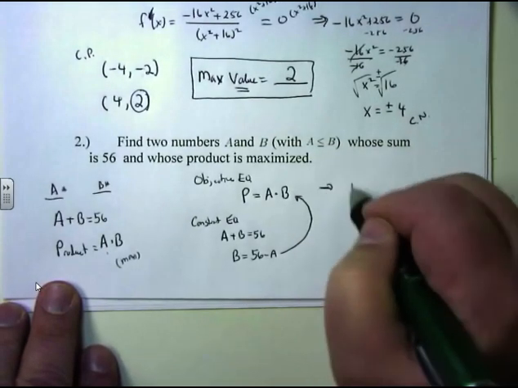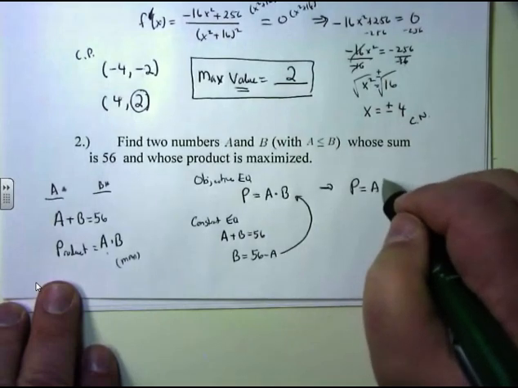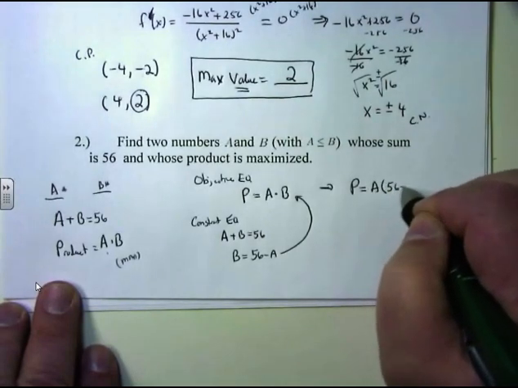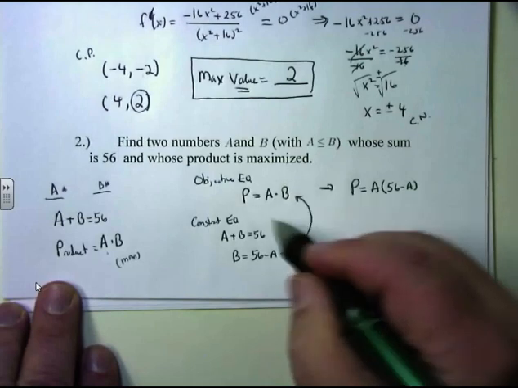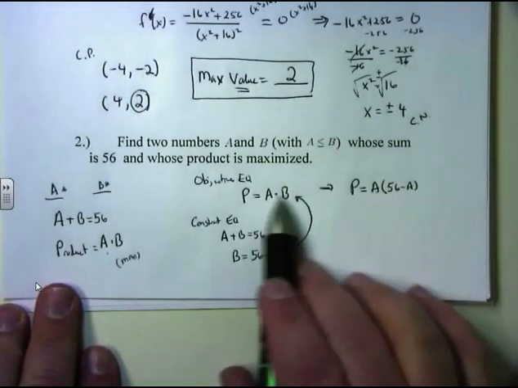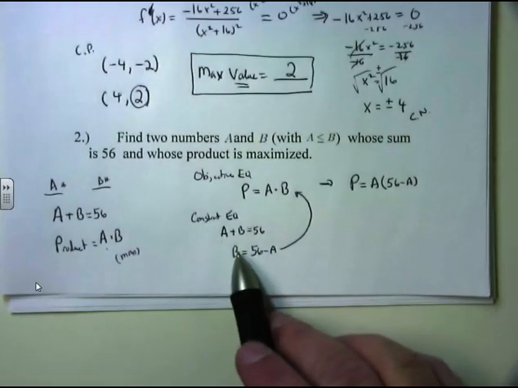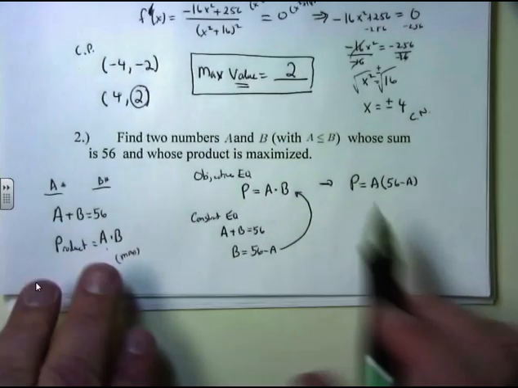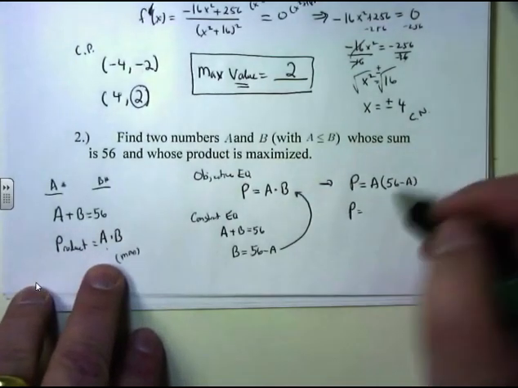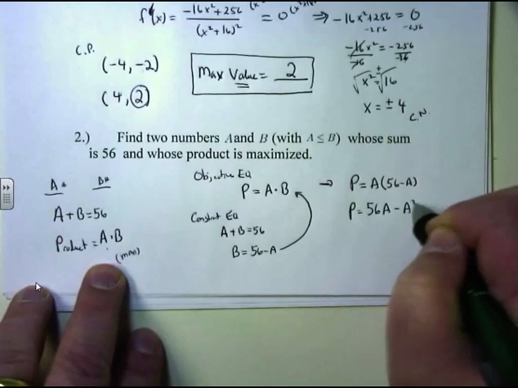This is going to give me my objective equation to be product equals a times b, but b equals 56 minus a. The point in doing all this stuff is to get that objective equation in terms of one variable. See, I've got too many variables here. I got a and b, but when I take the constraint equation and solve for one of my variables and plug it in, that gives me my objective equation to be 56a minus a squared when I distribute.